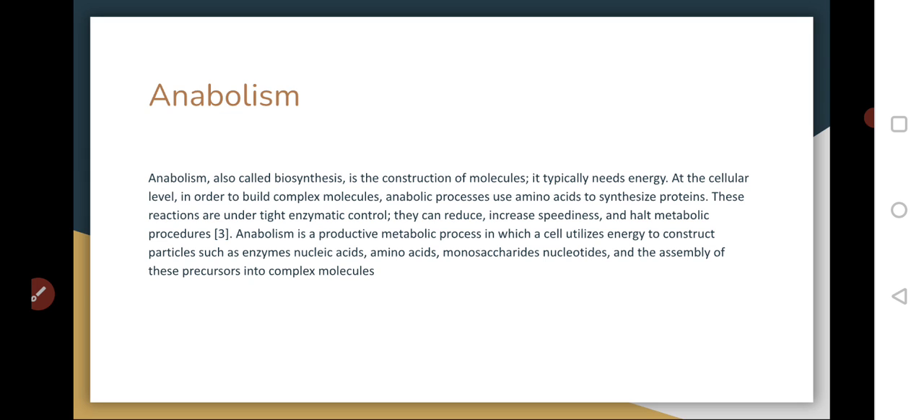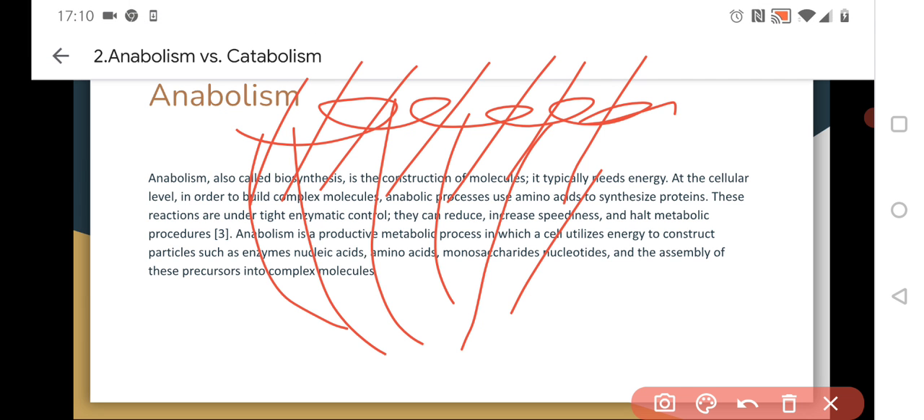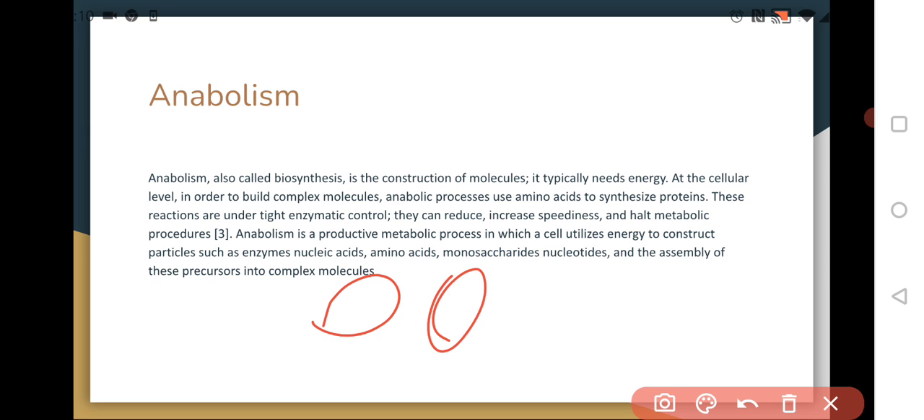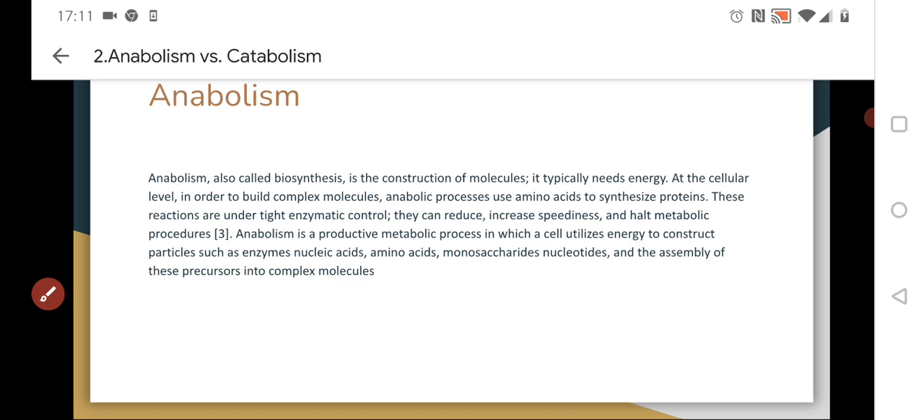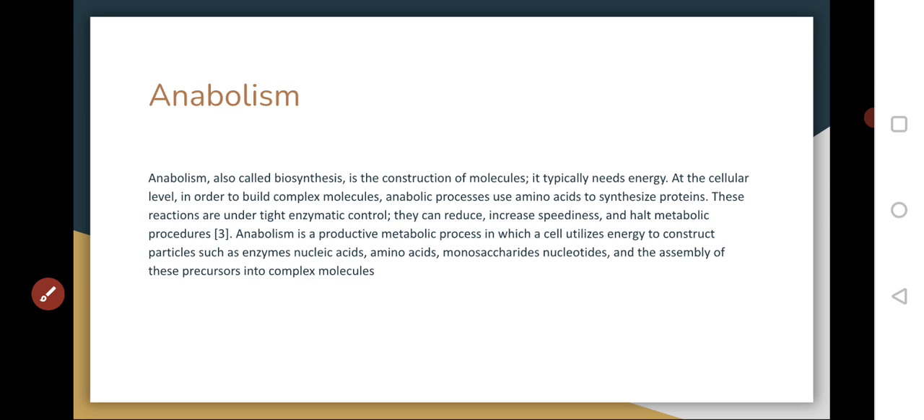So anabolism, we already pointed out, is just a creation of more complex things. Yes, so for example, we have the carbohydrates, and we can connect them to create complex carbohydrates like glycogen. We have the amino acids, and we can connect them in order to create the proteins. Yes, things like that. And this idea is prevailing in a lot of the anabolic processes.